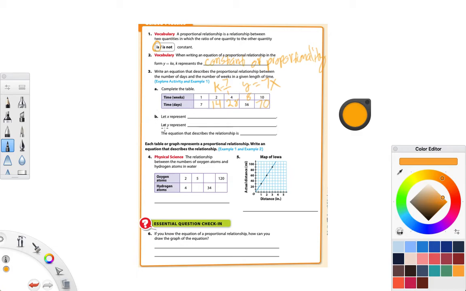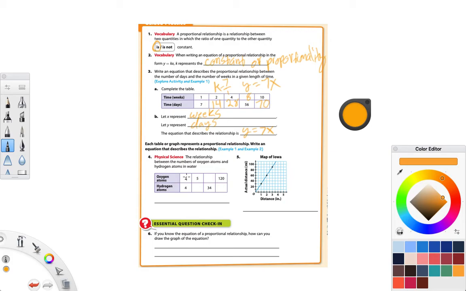Okay, so breaking that down, let x represent time in weeks, and y represent time in days. The equation that describes the relationship is, well, we already did that: y equals 7x. Next, each table or graph represents a proportional relationship. Write an equation that describes the relationship. So we're going to write an equation just like that based off of what we have.